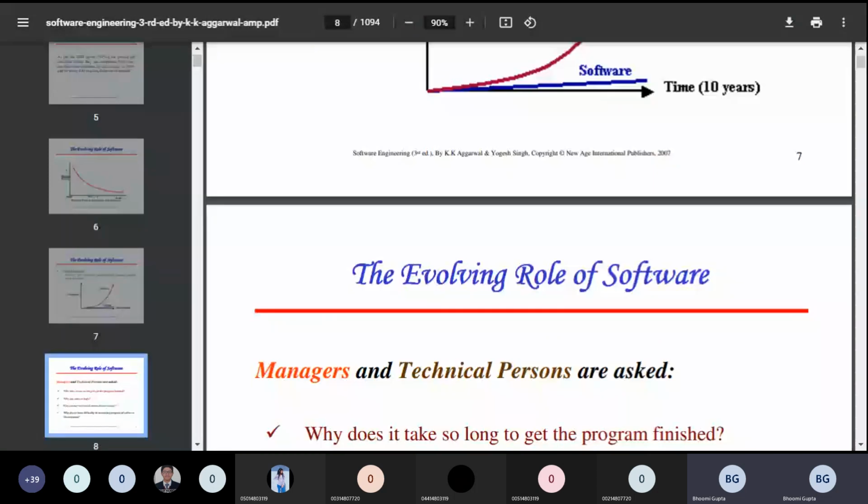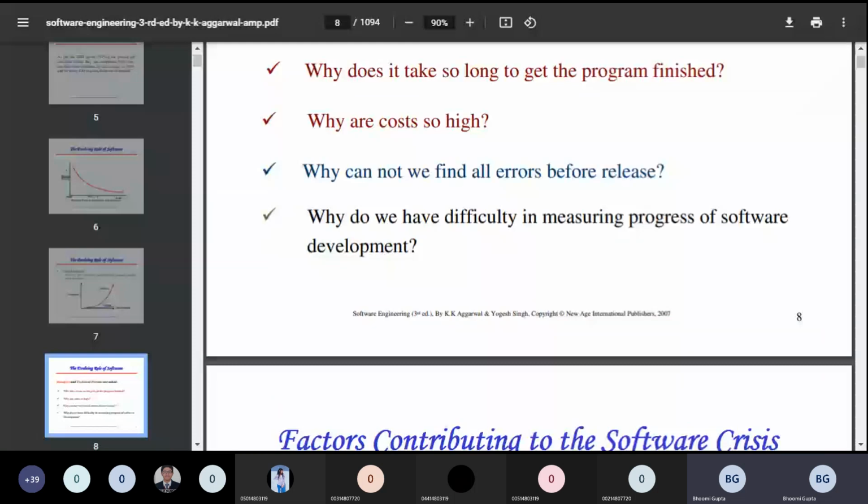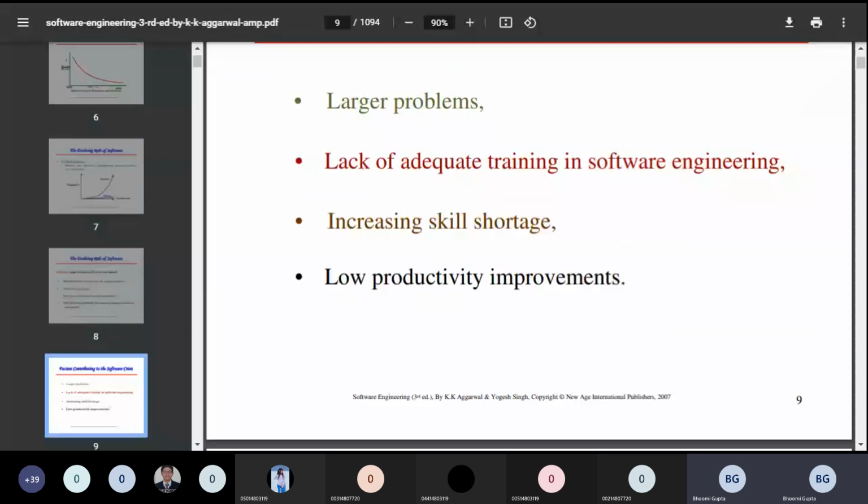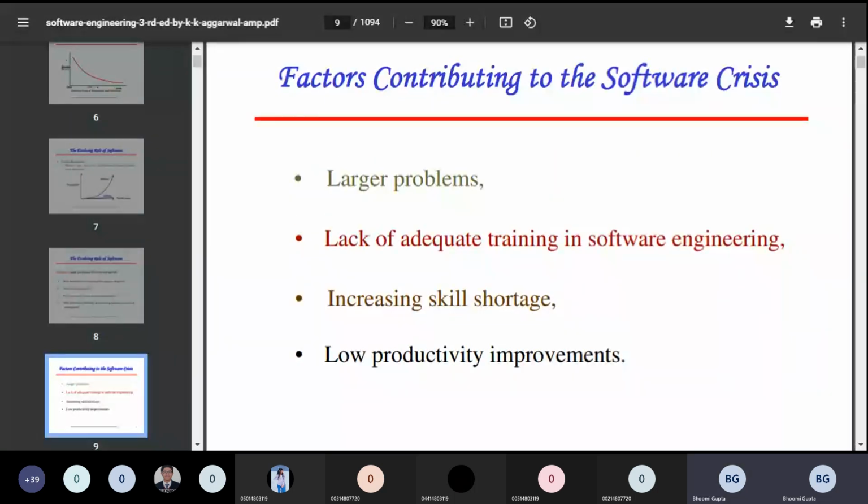So we have the next slide. We can move to this particular slide. This is slide number 9. Is it visible? Yes, please see. This is slide number 9: Factors contributing to the software crisis.